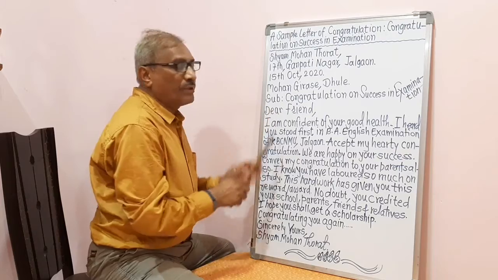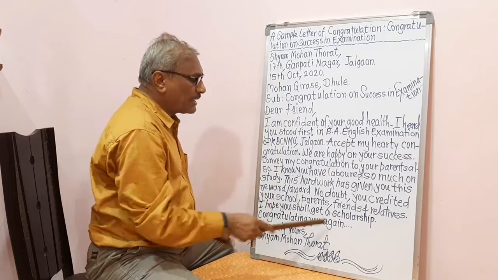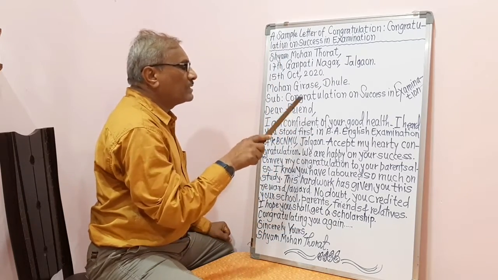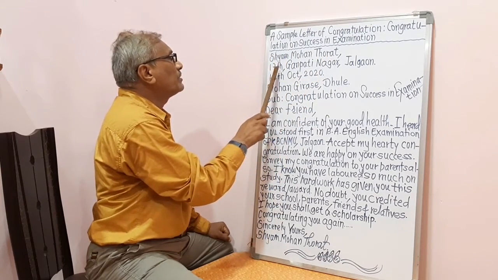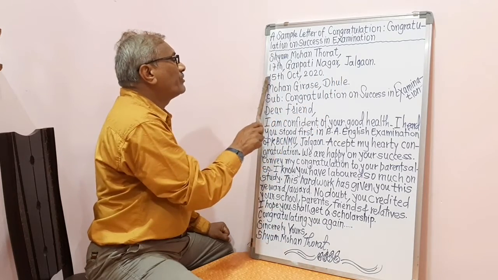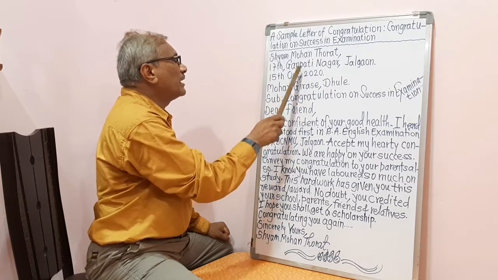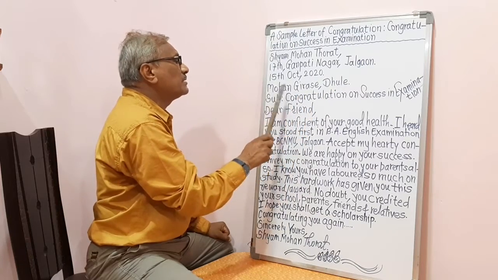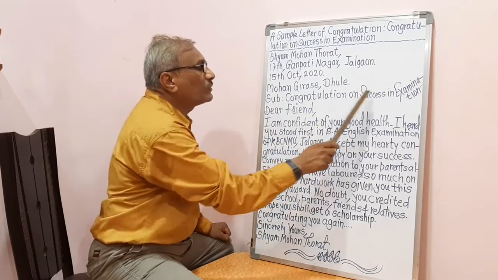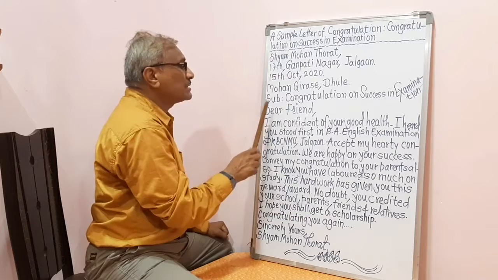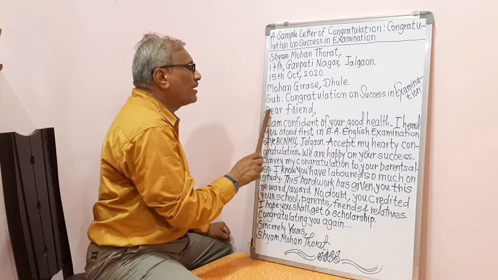So here we have finished the letter, but again I will tell you that this letter has parts. How are these parts? We will see. This is the first part: Shyam Mohan Thorat, 17th Ganpati Nagar, Jalgaon, 15th October 2020. This is the name and address of the sender. Mohan Girase Dhule, this is the name and address of the receiver. And subject, this is the part of the subject. Dear friend, this is the salutation, where he has given respect to his friend.